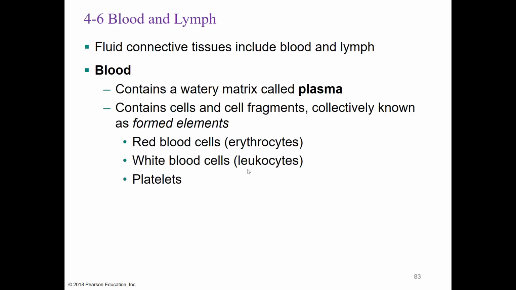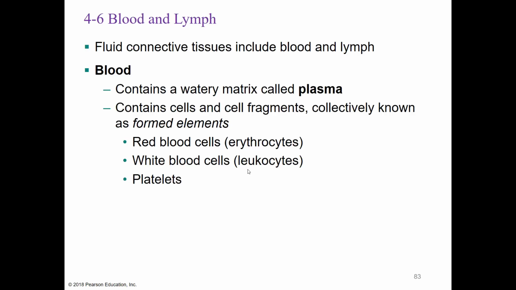Blood contains a watery matrix. So the ground substance in blood is going to be liquid, and there are some dissolved proteins in the blood. So that watery matrix of plasma is going to contain ground substance and dissolved proteins, but in this example that matrix is going to be liquidy or watery. So we're no longer a gel like we were in loose connective tissue, a gel or a viscous solution. We are now watery, and it contains cells and cell fragments collectively known as formed elements.